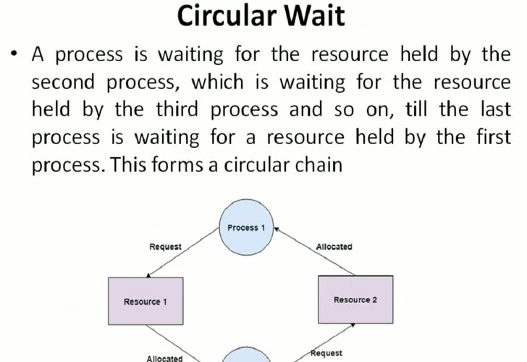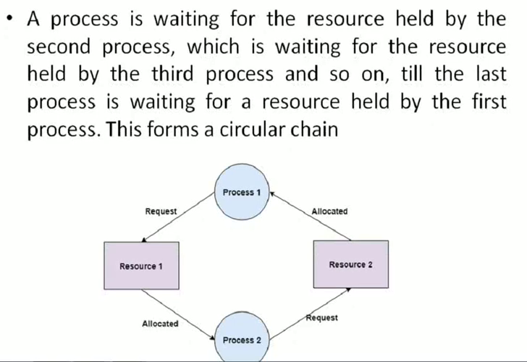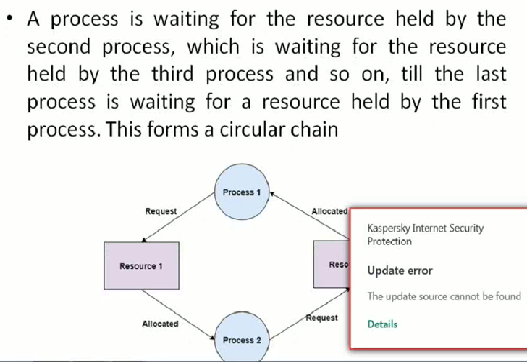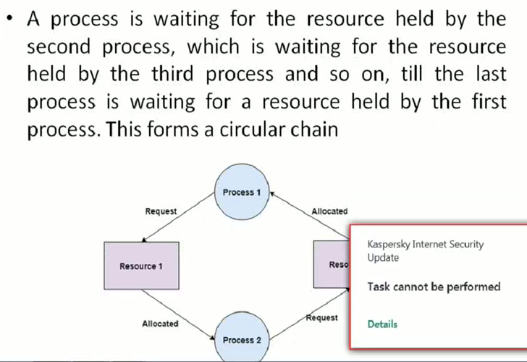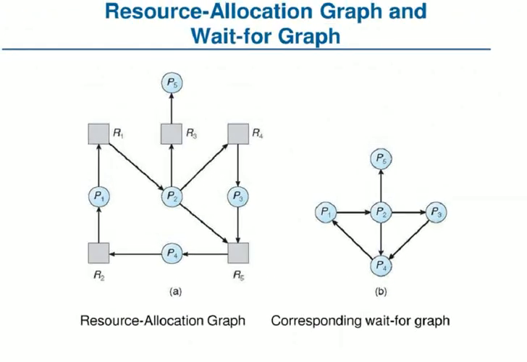And the last one is circular wait. A process is waiting for the resource held by a second process. Like this, the circular formation is formed, which means circular wait. This is the method we are going to implement in this deadlock detection.